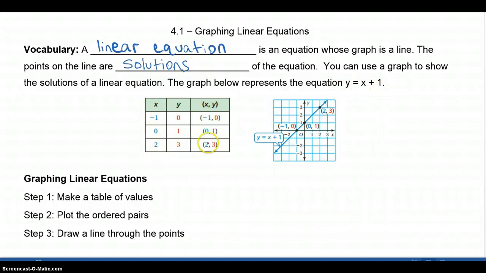You can see we've got a table here. We are going to be showing you how to create tables, and from that table you plot these points, (-1, 0), (0, 1), and (2, 3), and then you connect them to make the graph for this line.